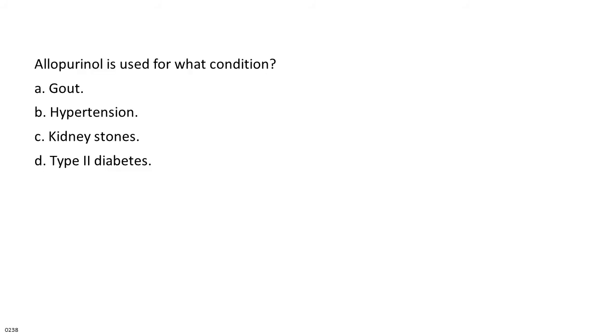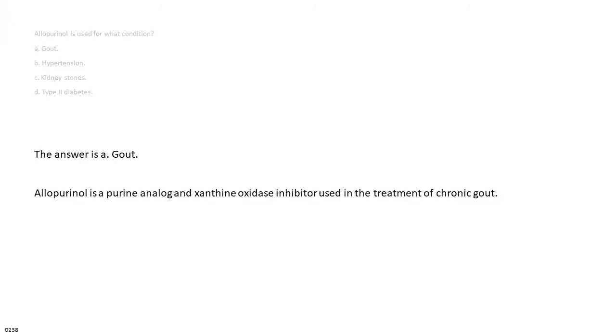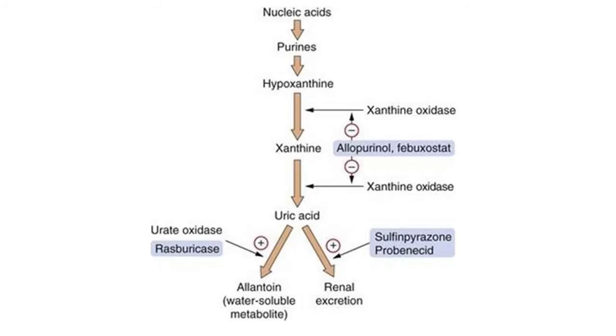Allopurinol is used for what condition? A. Gout. B. Hypertension. C. Kidney stones. D. Type 2 diabetes. The answer is A. Gout. Allopurinol is a purine analog and xanthine oxidase inhibitor used in the treatment of chronic gout.